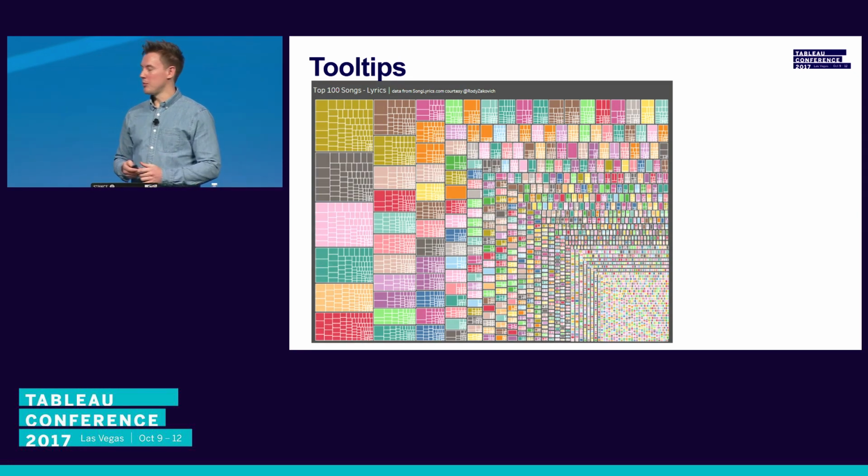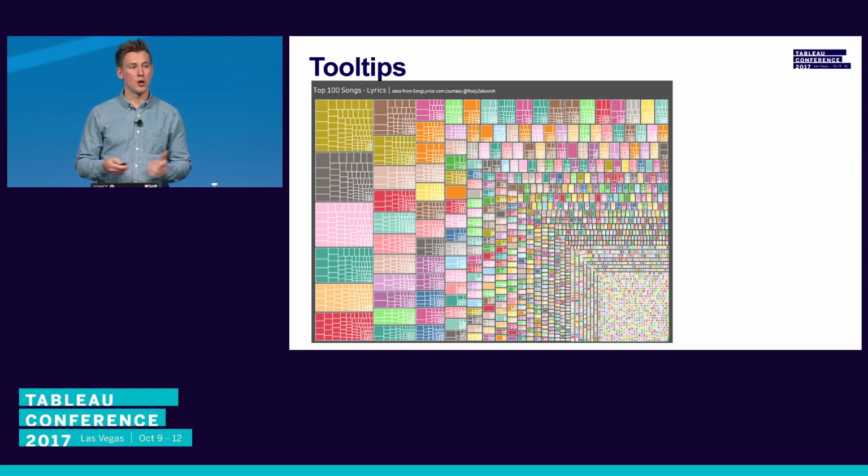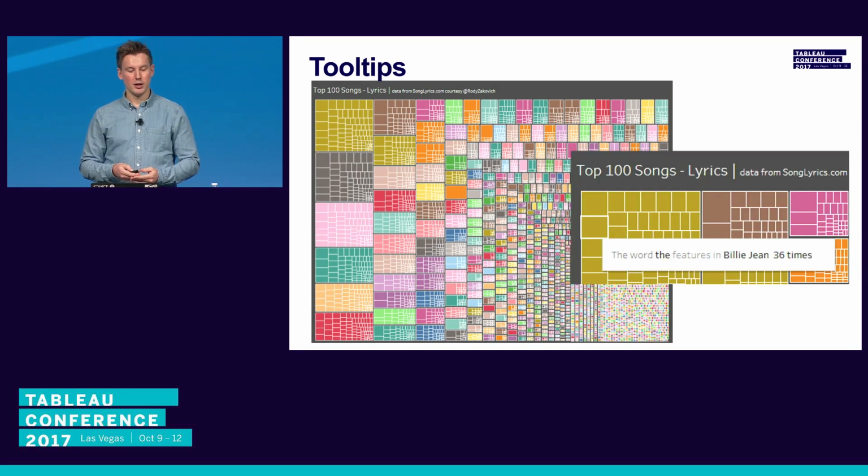So this Viz is a great example of tooltips because that's all it is. We've got a fantastic title. We know what it's about. It's the top 100 song lyrics. We know where the data is from, and we know who did it. But it's pure tooltips. It wants you to investigate. It's a fantastic looking Viz. It's almost too much, and you want to kind of navigate around.